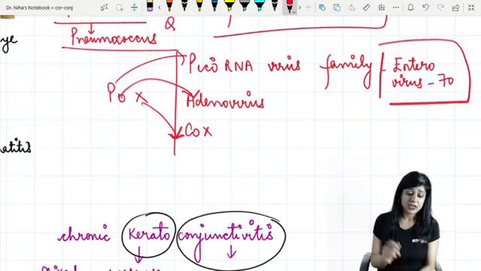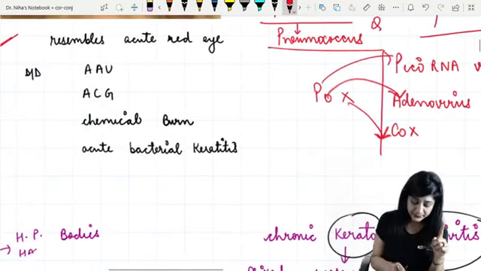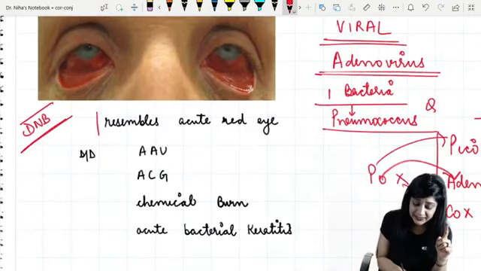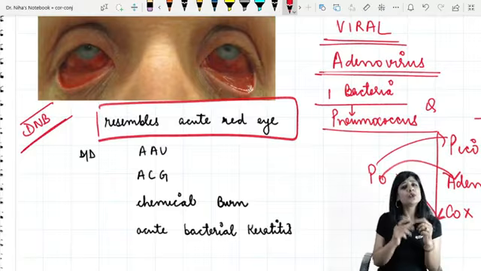Now one more thing which is important here. It resembles the acute red eye. What is acute red eye, guys?